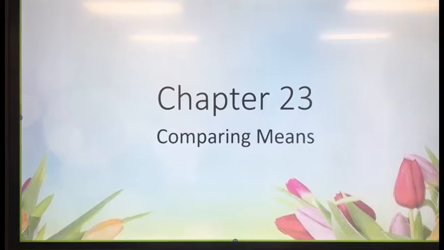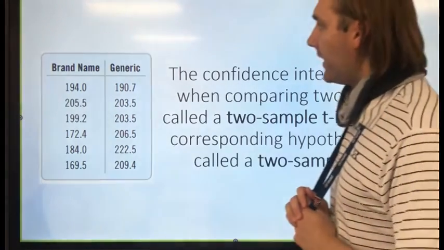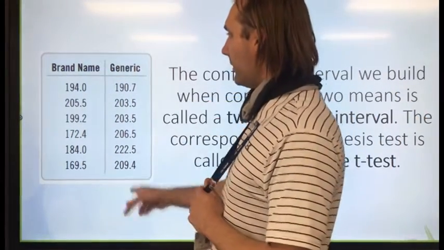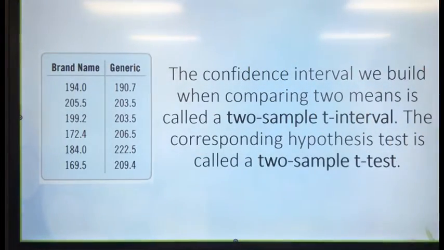So chapter 23, we are now comparing means. So now we have two different types of data. The confidence interval we build when we compare two means is called a two-sample t-interval. The corresponding hypothesis test is a two-sample t-test. So notice if I want to compare, let's say, medical brands, I have my generic brand and my brand name. Tylenol versus the generic Tylenol. How do those two things compare?